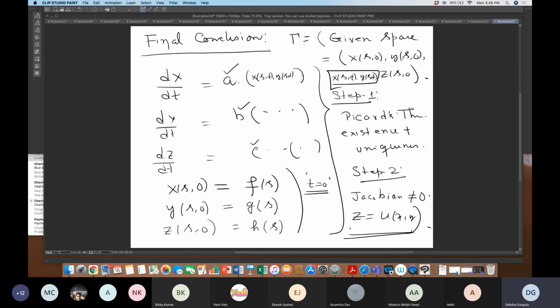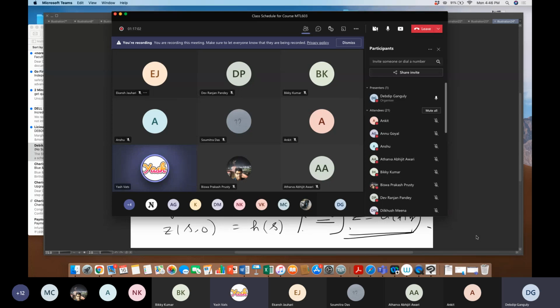Okay, this is not a global solution. You remember, from 0 to t max, this is your maximal interval. Near t equal to 0, Picard's theorem gives you existence and uniqueness. And the Jacobian you have to check near t equal to 0, that means at t equal to 0. You have to check the Jacobian is non-zero at t equal to 0. If at t equal to 0 the Jacobian is non-zero, then the inverse function theorem says that around t equal to 0, you have an inversion. Clear? Everything is local.